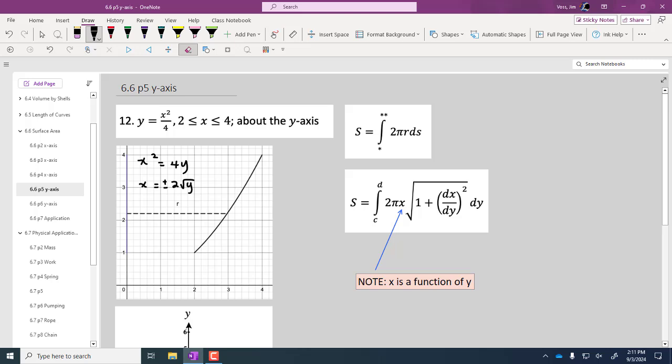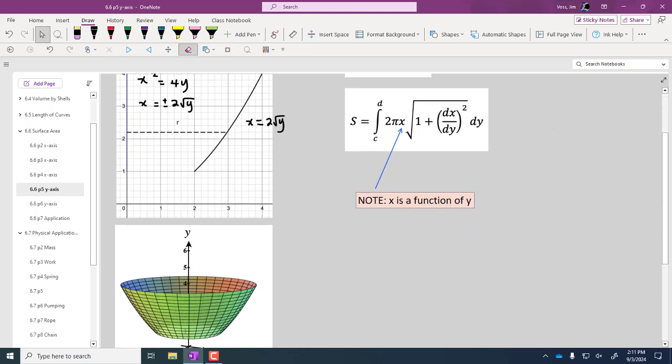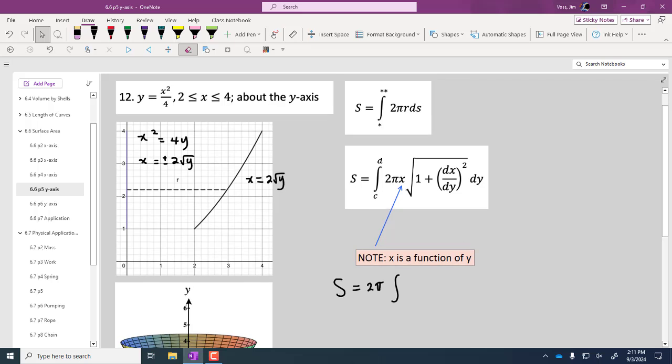And now we have to decide, is this curve that we see in quadrant 1 the positive 2 square root of y, or is it the negative 2 square root of y? It is positive, because we're in quadrant 1 where x's are positive. So that's our curve. That's going to be the radius then. So our formula will be s equals 2 pi, can be factored out to the front, integral, and the y values are going 1 to 4, the x values are going from 2 to 4.